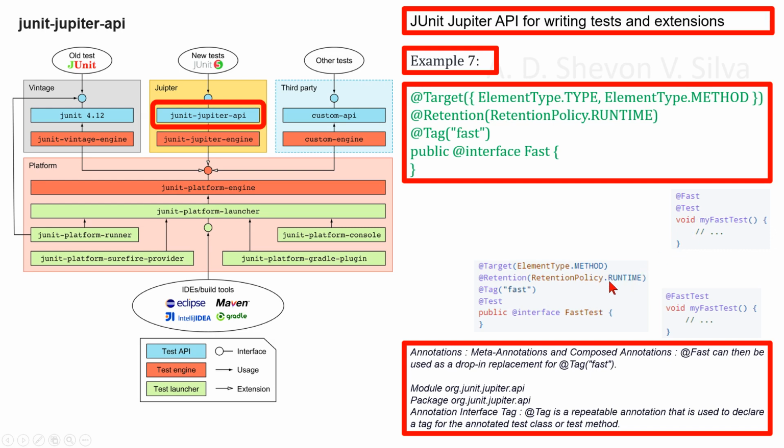You can even take that one step further by introducing a custom fast test annotation, at fast test annotation, that can be used as a drop-in replacement for at tag fast and at test. JUnit automatically recognizes the following as an at test method that is tagged with fast.